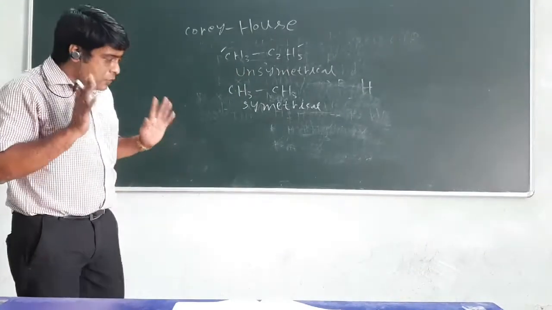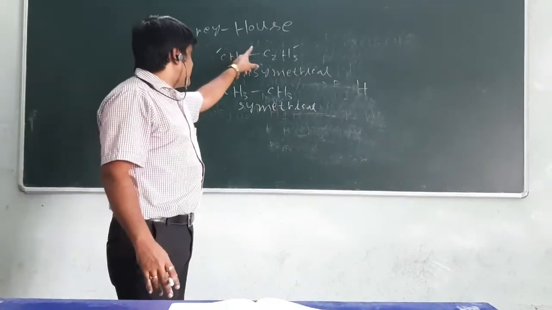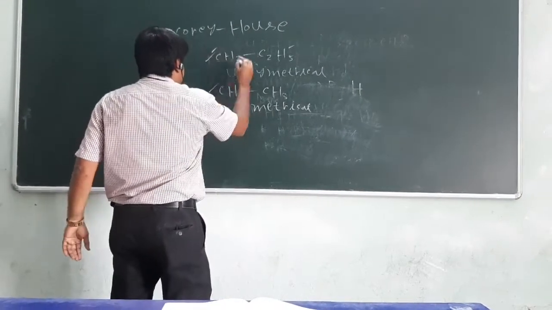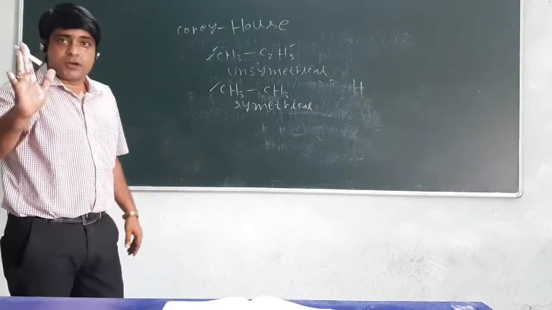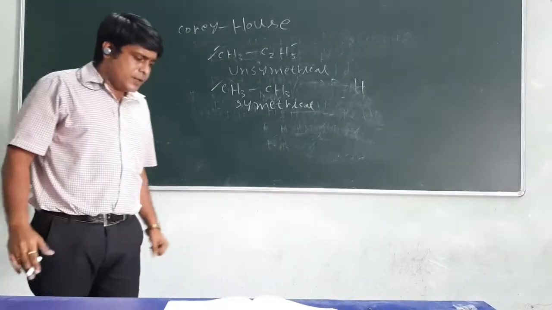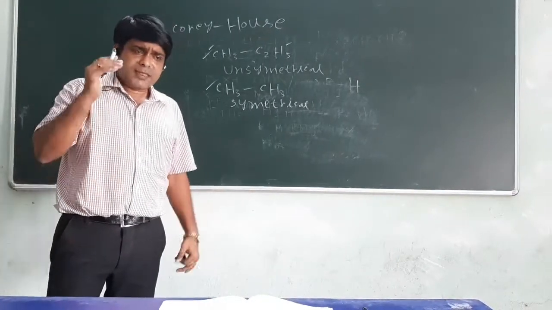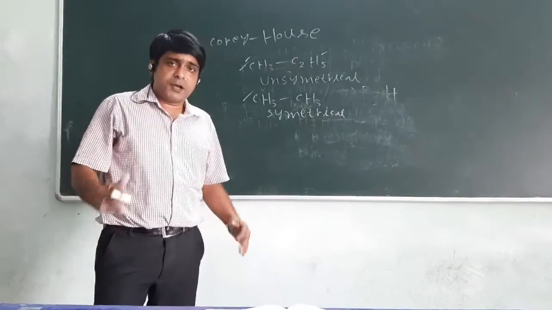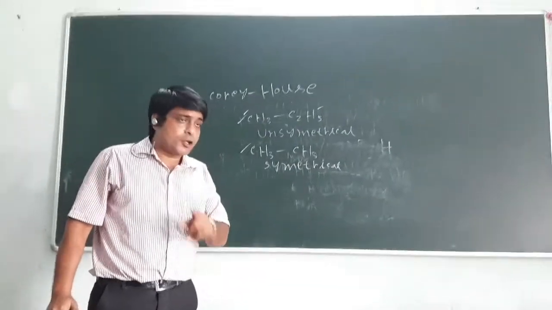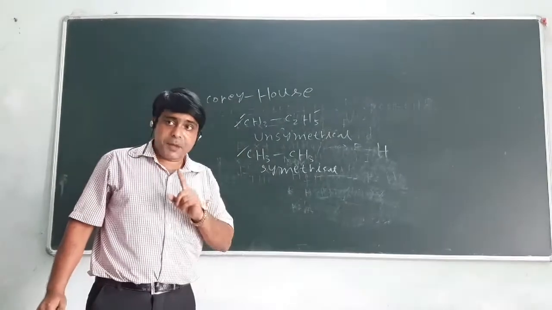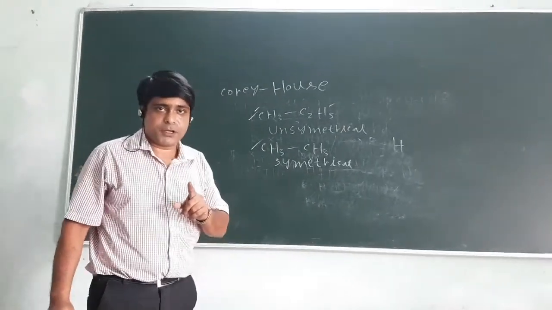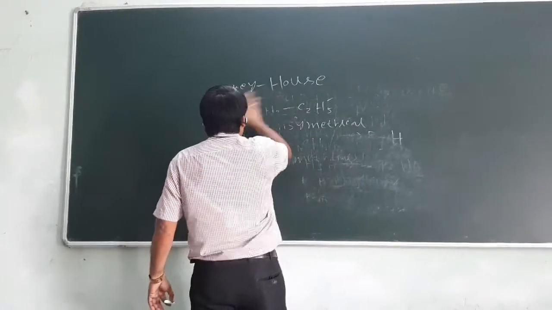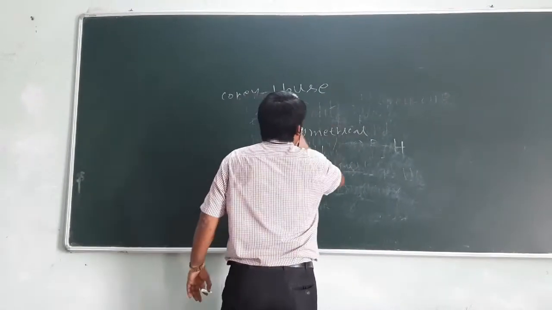So by using the Corey-House synthesis method, we can produce the unsymmetrical alkene as well as the symmetrical alkene. If in your examination MCQ there are four options, how can we produce the unsymmetrical alkene, by which method? Your correct option will be the Corey-House synthesis method. Remember that one, a very important point. You can use the Corey-House synthesis method for the preparation of the unsymmetrical alkene.